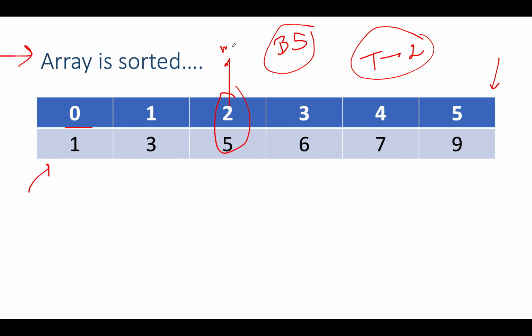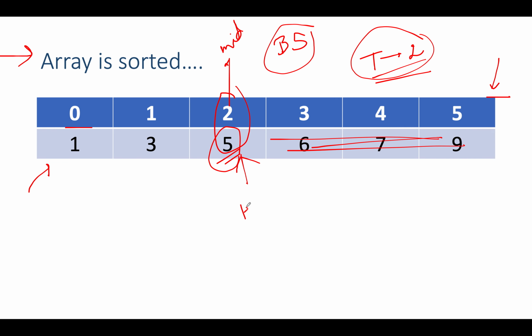At mid, the element value is 5. So what do you see? That the middle element 5 happens to be greater than the target element. That means we can safely discard the right part of it. So everything on the right can be safely discarded. And what we will do, we'll update the high pointer to mid. Simple and straightforward binary search that we often use.